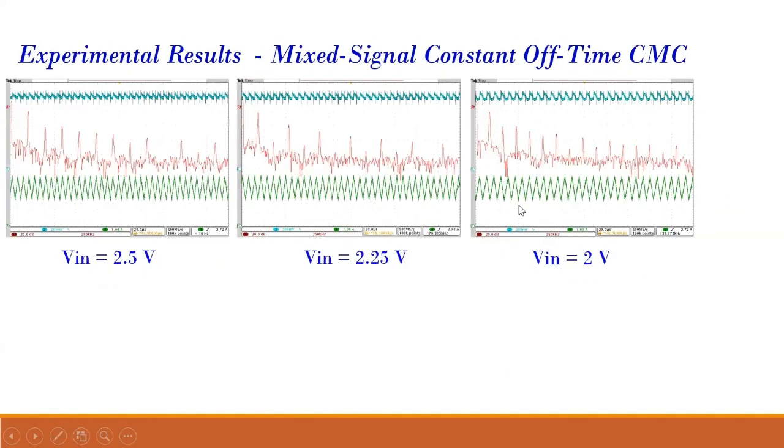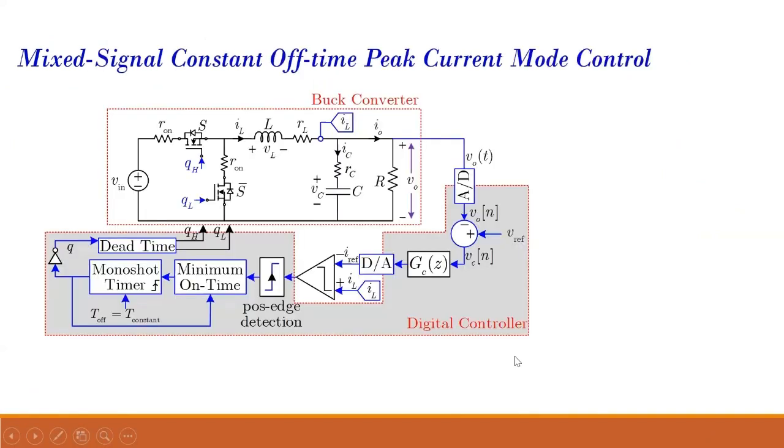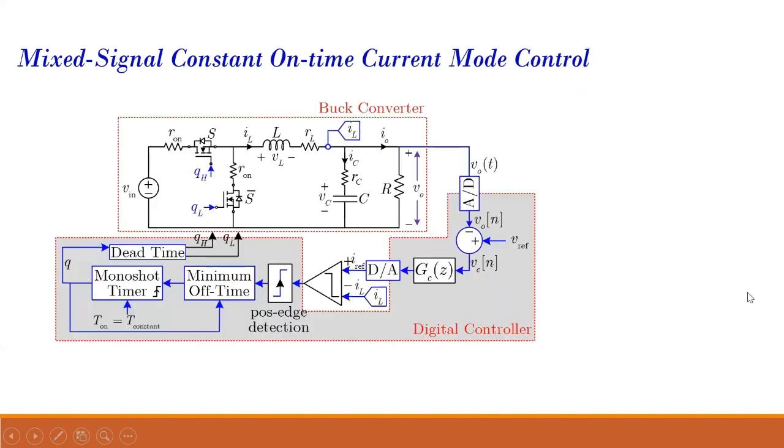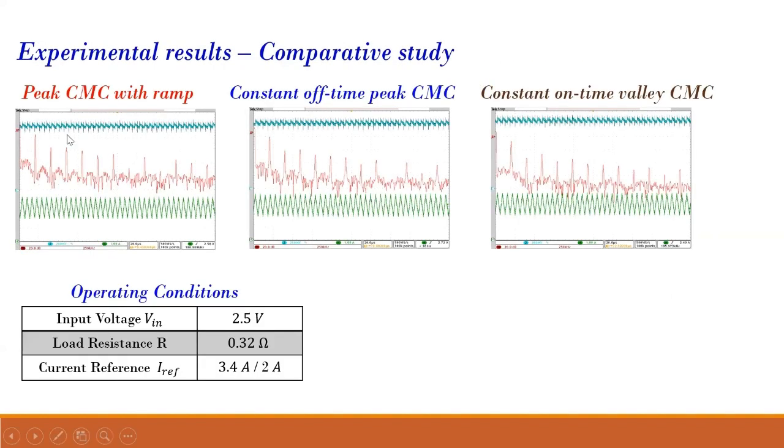So these are some experimental results. Now we will compare mixed signal peak current mode control, the architecture for constant on-time peak current control, and the architecture for constant on-time current mode control. This is the implementation diagram. This is peak current mode control with ramp. My input voltage is 2.5, my output voltage will be 1 volt, this is my load resistance, and this is my reference. 3.5 ampere is my peak reference, 2 ampere is my valley reference.